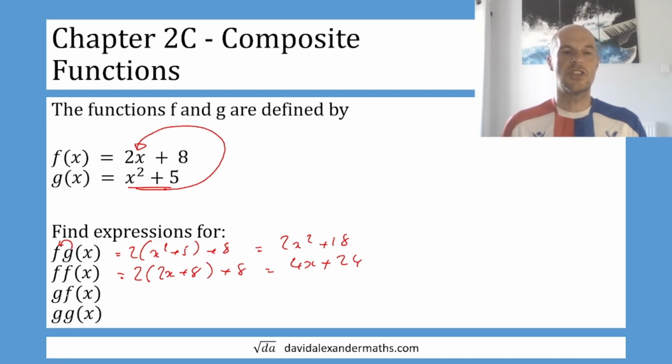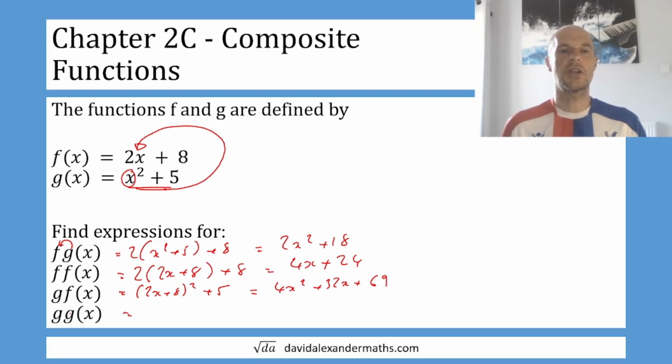Here we're putting gf of x, we're putting the whole of the function f into g. Now g is x squared plus 5, so this x is being replaced by 2x plus 8. So it's the whole of 2x plus 8, squared, plus 5. So we might want to expand out the 2x plus 8 squared to give us 4x squared plus 32x plus 64, plus the 5, so plus 69. Maybe it's acceptable just to leave it at 2x plus 8 squared plus 5, depends on the situation.